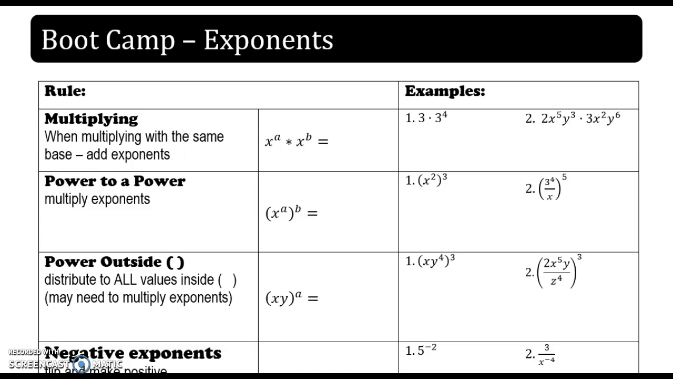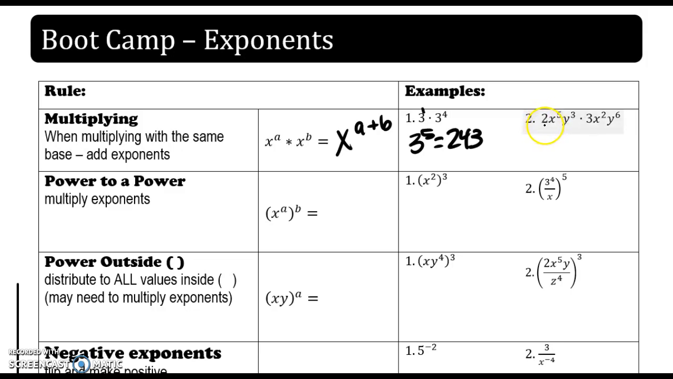So multiplying. When multiplying with the same base, you add the exponents. So x to the a times x to the b turns into x to the a plus b. Your examples over here, don't forget that 3 has an exponent of 1, so this is 3 to the first times 3 to the fourth, which is 3 to the fifth, which is equal to 243.